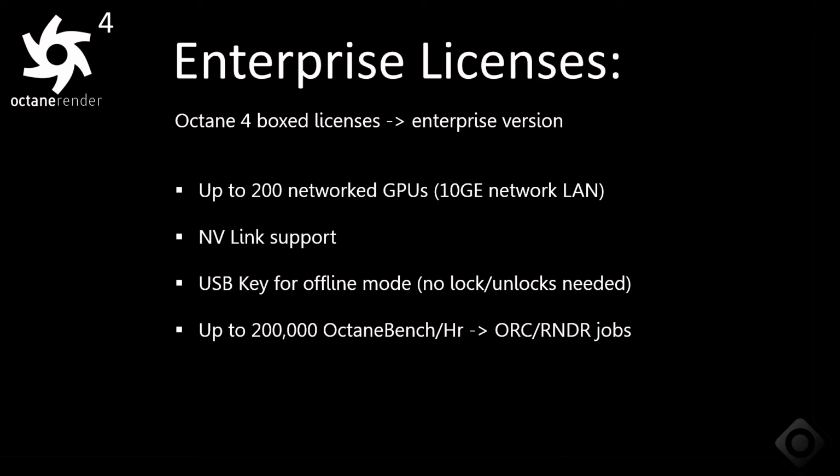Enterprise licenses, 200 GPUs. That's something that maybe a data center could use, but we support it. USB key for offline mode, again, for productions that wanted that. And NVLink, which allows you to combine the GPU memory on high-end cards. That is part of the enterprise tier in Octane 4.